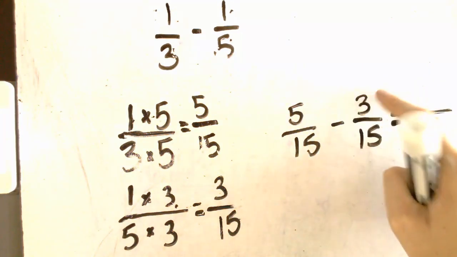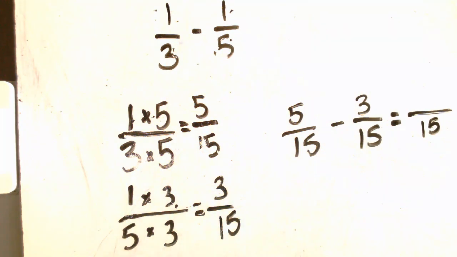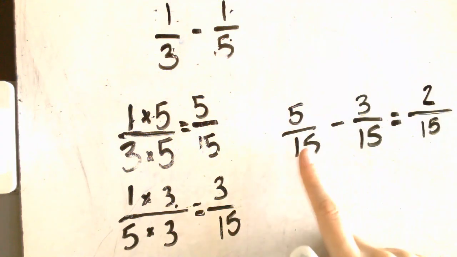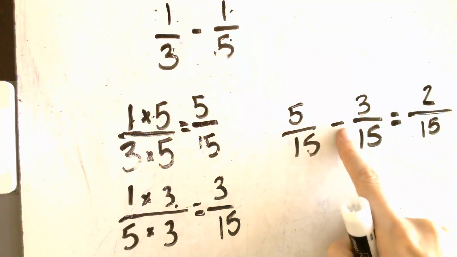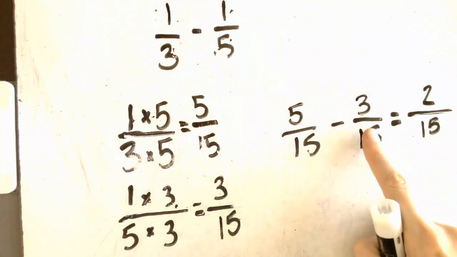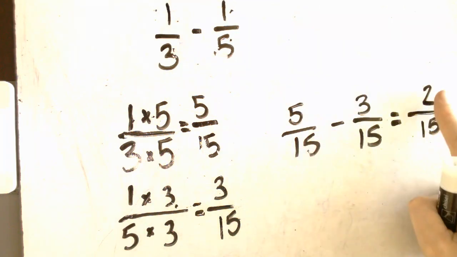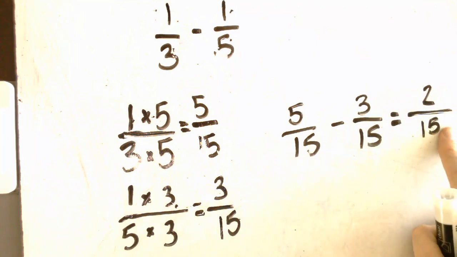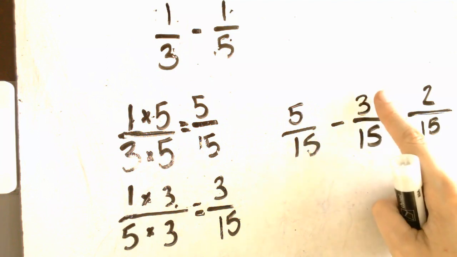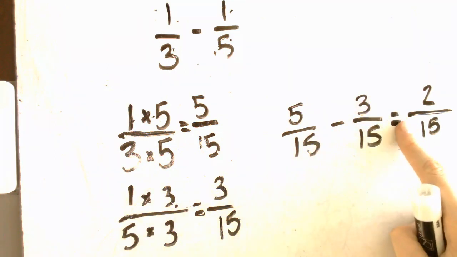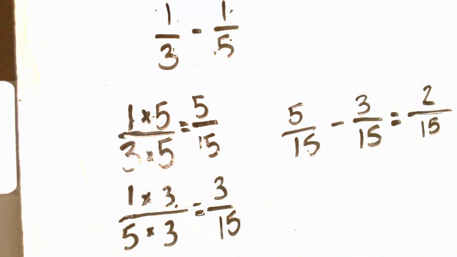And what's 5 minus 3? Hold it up on your fingers. Good. I should see 2 on your fingers. So to read this problem, it's 5/15 minus 3/15 equals 2/15. Say it with me. 5/15 minus 3/15 equals 2/15.